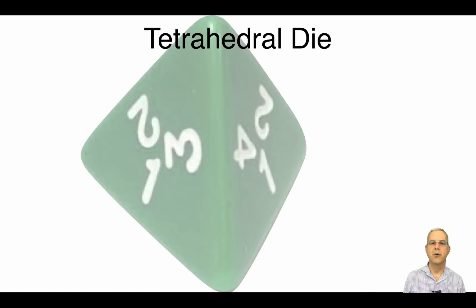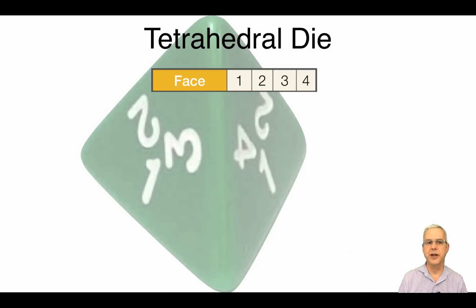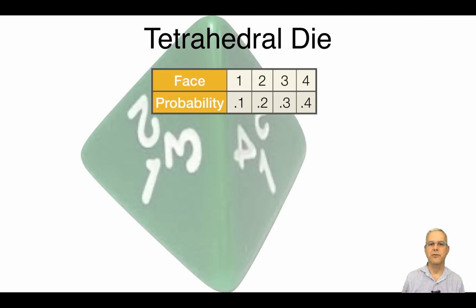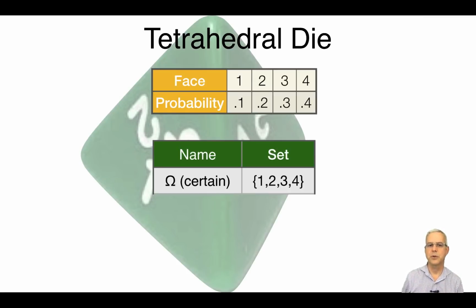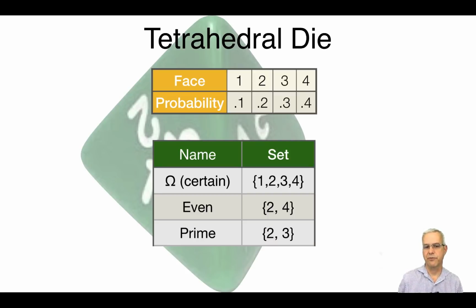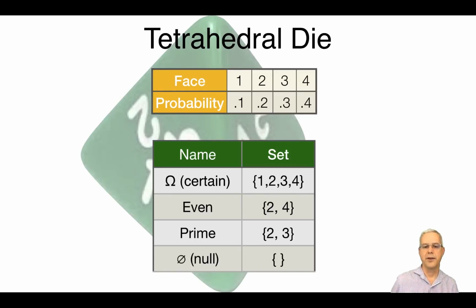Okay. Now, if we look at the tetrahedral die, whose faces, if you recall, are 1, 2, 3, and 4, with probabilities 0.1 and so on, then the omega or certain event now is 1, 2, 3, 4. The even event here is just 2 and 4. The prime event is 2 or 3, not 1 and not 4. And the null event is just the empty set.